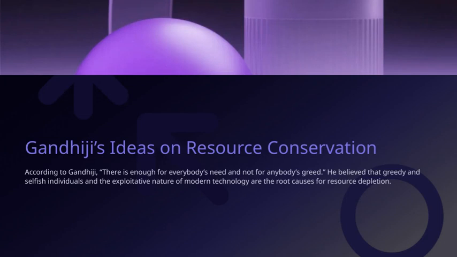According to Gandhiji, there is enough for everybody's need and not for anybody's greed. What he's emphasizing here is that our resources are limited, and sharing them fairly is essential. He believed that greed and selfishness drive people to exploit resources beyond what is necessary, which leads to depletion. Additionally, Gandhiji pointed out that modern technology, when used selfishly or irresponsibly, can exacerbate this problem.